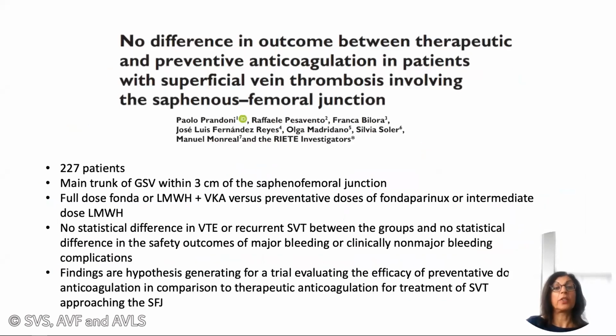The next study looked at patients with SVT that approached the saphenofemoral junction. This was a registry review of 225 patients who either received full dose anticoagulation versus what they called preventative or intermediate doses of fondaparinux or low molecular weight heparin, and found again at 6-month outcome that there was no significant difference in the patients who received either arm. They felt that this was hypothesis generating for a trial looking at using lower doses in patients who actually had SVT approaching the saphenofemoral junction.